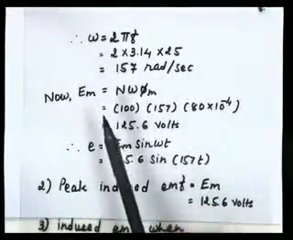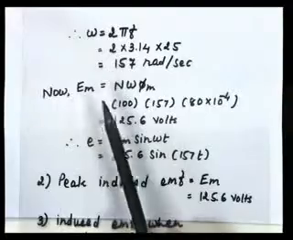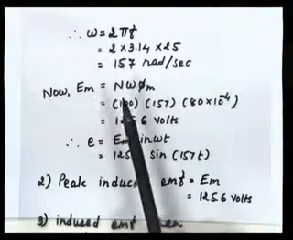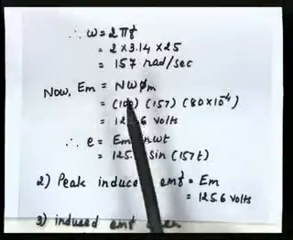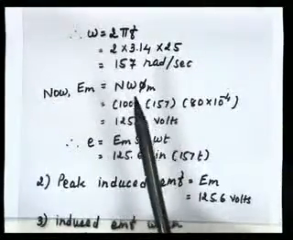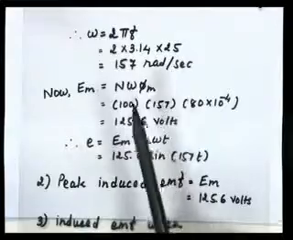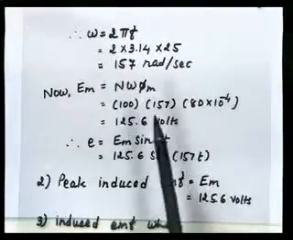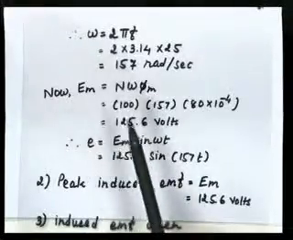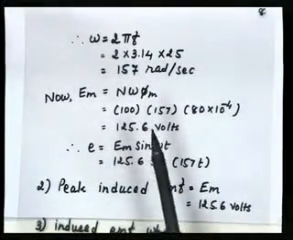Now the maximum induced EMF Em is equal to N omega phi m. The value of N, the number of turns, is given. The value of omega is already known, it is 157, and the value of phi m is also known, it is 80 into 10 raised to minus 4. So you got the answer for maximum EMF, which is equal to 125.6 volt.